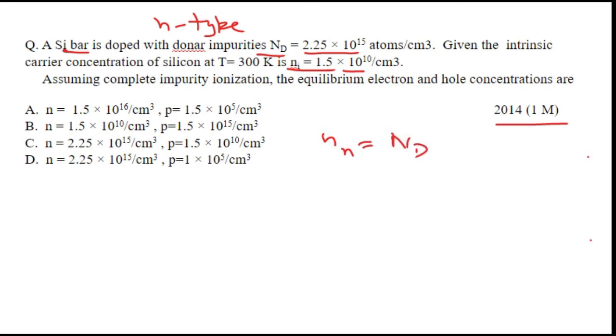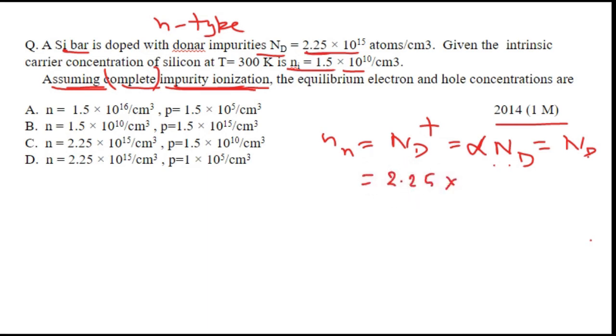But here it is given that we have to assume complete impurity ionization. What do we mean by impurity ionization? It is equal to alpha times Nd. So here we have to consider an ionized donor concentration, that is Nd plus, which will be equal to the impurity ionization alpha into Nd. Here it is given complete impurity ionization, so your alpha will be equal to 1. So our Nn value will be equal to Nd. So what is the Nd value given?